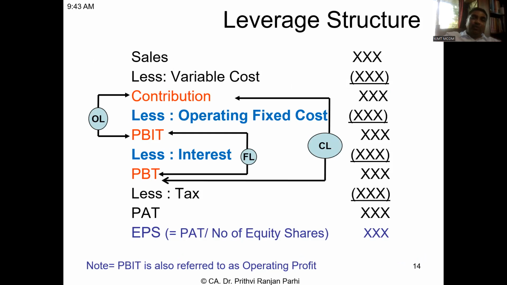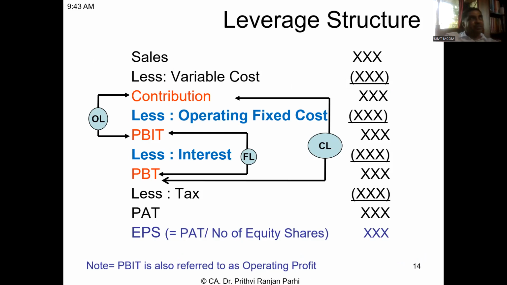Okay. Now, how to remember these formulas? This is what we call the leverage structure. You can call it the cost profit structure also. We need to remember this so that it will be easier for us to remember the formulas. First, you take the sales. Sales means the per unit sales price. I repeat, per unit sales price.